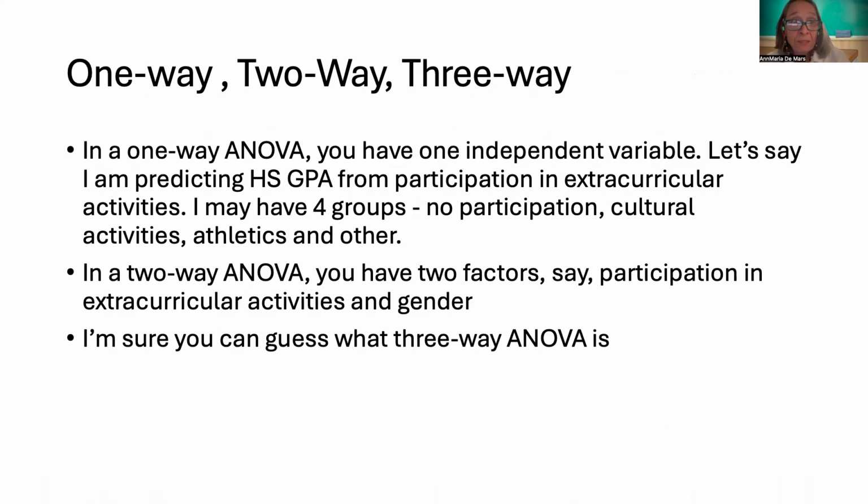One way ANOVA, you have one independent variable. Let's say I'm predicting high school GPA from participation in extracurricular activities, and I have four groups: no participation, cultural activities, athletics, and other. In a two-way ANOVA, you have two factors, say participation in extracurricular activities and gender. So you're looking at, do boys who participate in athletics maybe have a higher GPA than boys who don't? Do girls who participate in athletics have a higher GPA than girls who don't? And you could also look at if the GPA difference is higher for boys than girls from athletics. Anyway, you'd have two factors. And I'm sure you can guess what a three-way ANOVA is.